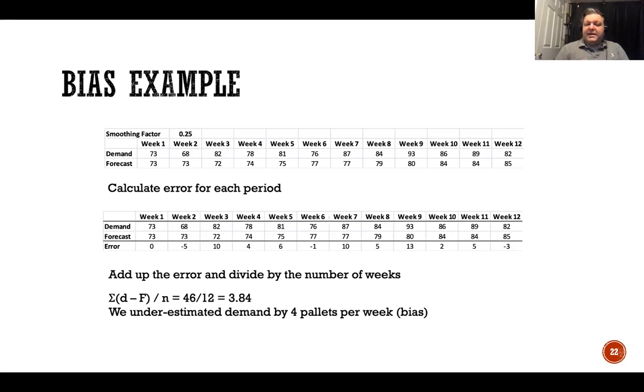So here, know what that is. And all we're doing is looking at the errors, subtracting the demand minus the forecast for every week, and then adding them up and dividing by the number of periods, the number of weeks. So I'm looking at 3.84, or about 4 pallets per week, 4 washing machines per week. Okay, any questions at this point?